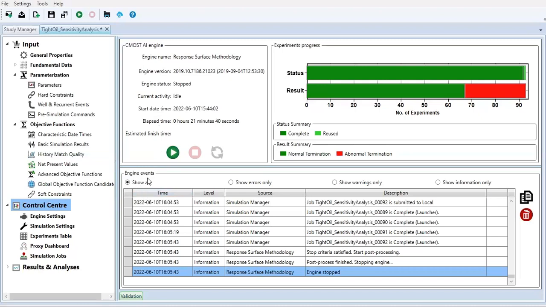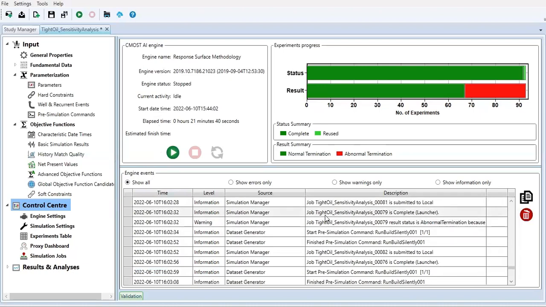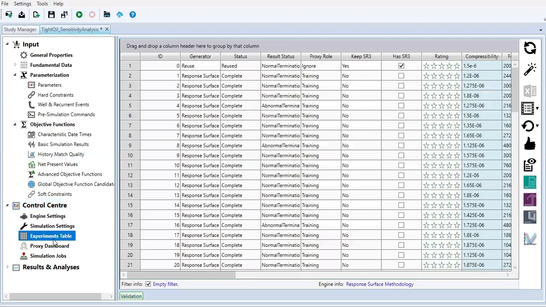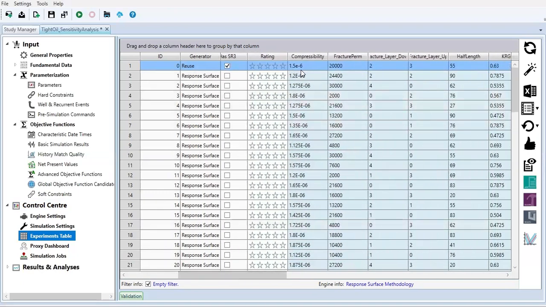And you see the engine events here, show all. You can check the note, job tight oil, number 79, and so on and so forth, complete launcher, and then start pre-simulation command. You can also check the experiments table here, proxy role, training, and if we go to the right, compressibility, fracture permeability, fracture layer down, fracture layer up, the combination of all these parameters.